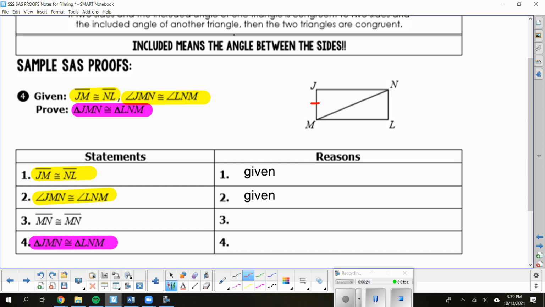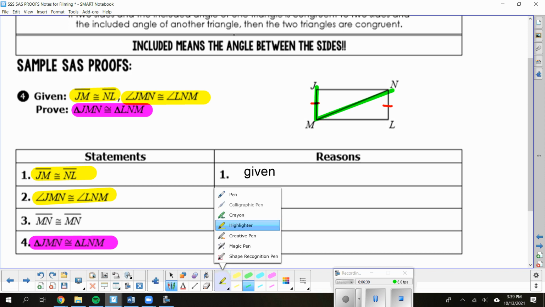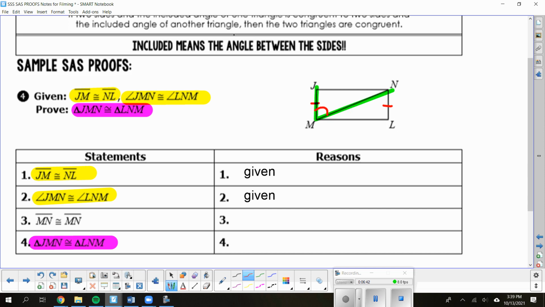JM congruent to NL. All right, now we have an angle. You need to make sure that you trace that angle so you get it in the right spot. So we're looking at angle J, M to N. So I am sitting right here. And we are looking at angle L to N to M. So I'm up there at N. All right, and then if you look at the other thing they tell you MN is congruent to MN.